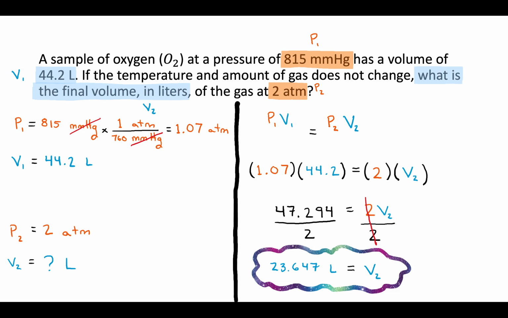Now, does it make sense? Well, the pressure got bigger, it went from 1.07 to 2. Pressure and volume are inversely related, so if the pressure got bigger, the volume should have gotten smaller. And it did. It went from 44.2 liters to 23.647 liters.